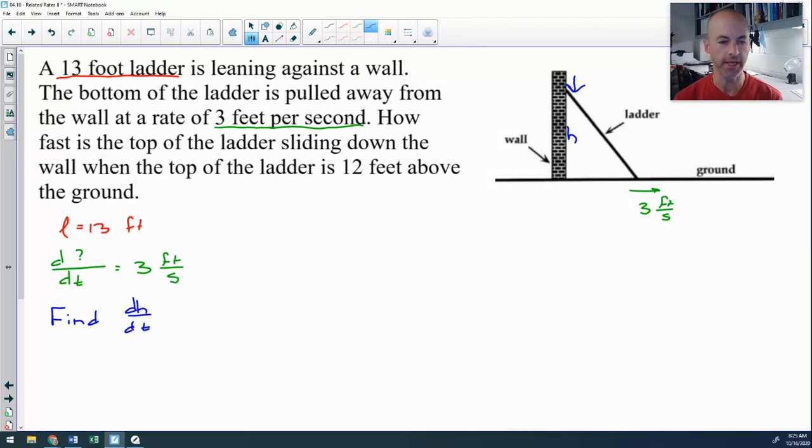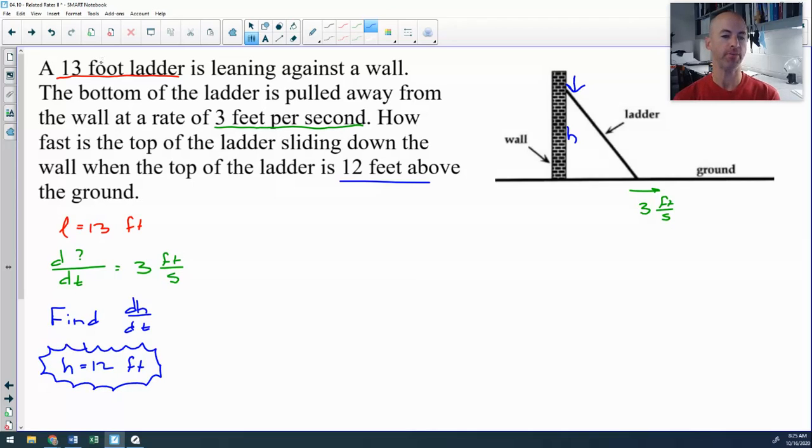Find dh dt when the top of the ladder is 12 feet above the ground. So there's another direct measurement. The top, so we're looking at a point in time when the height is 12, and that is a direct measurement. And you should always, every time you are given a direct measurement, consider if that thing is changing or if this dimension is always 12. So my height's not always going to be 12 because the top is sliding down the wall. So I'm going to put that in a little flashbulb that reminds me that that is changing.